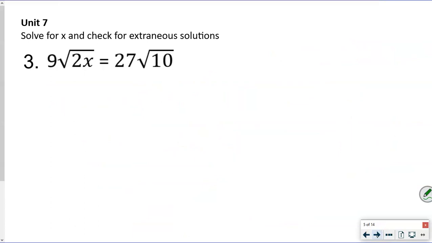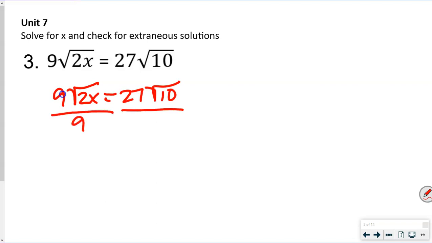Number 3, now this one again, going to rewrite the problem. So this is going to be 9 square root of 2x equals 27 square root of 10. Now I notice that 9 is a factor of 27, so I'm going to divide both sides by 9 to reduce this first. Now you don't have to do this, but it's going to make the problem a little easier. So when I do that, I still get the square root of 2x over here, and I get 3 square root of 10 over here because 9 goes into 27 3 times.